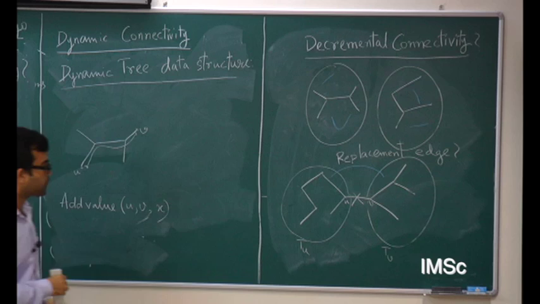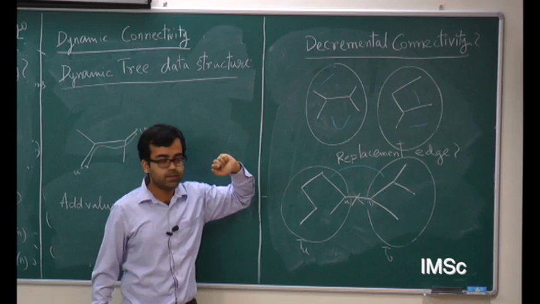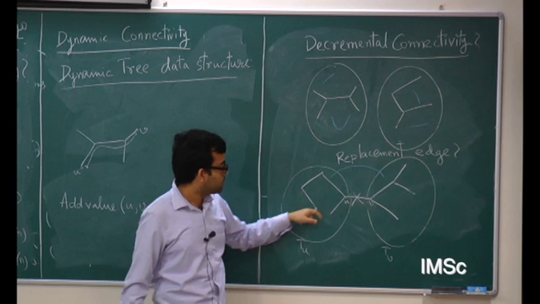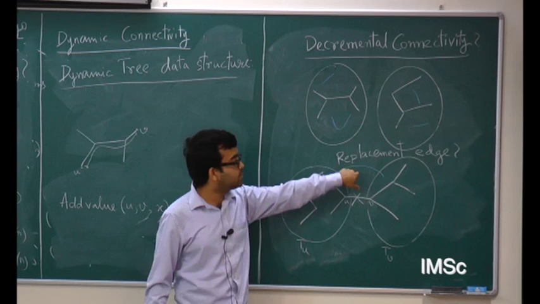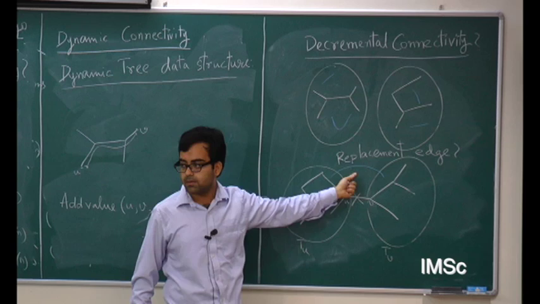So, the hard part. Now, let us return to this. Let us do a recap. What are we saying? We are maintaining a spanning forest. For the time being, assume there is only one component. And the hard part in decremental connectivity is when a tree edge gets deleted, and we want to find if there exists a replacement edge or not. How are we going to find this replacement edge?